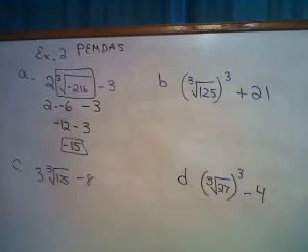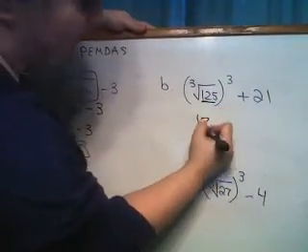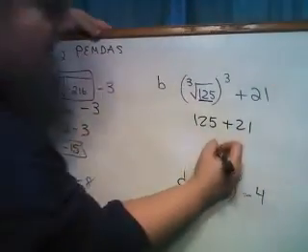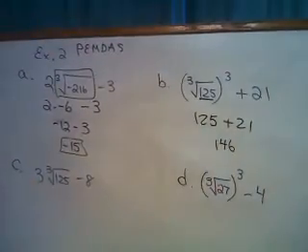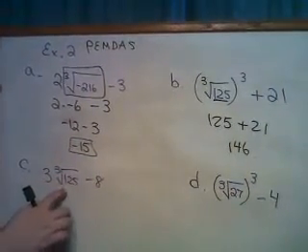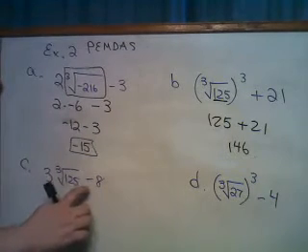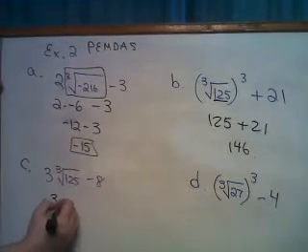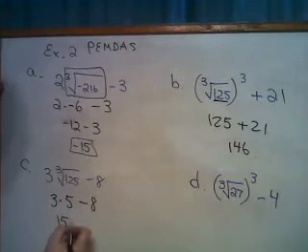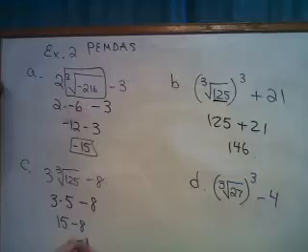All right, so part B is the cubing of a cube root, and if you remember, you can go through all the inside and simplify. You're just going to get back the 125. So 125 plus 21 is 146. Okay, again, this is considered an exponent, so this has to get done before you multiply, or before you minus. So I'm going to do 3 times 5 minus 8. 15 minus 8 is 7.